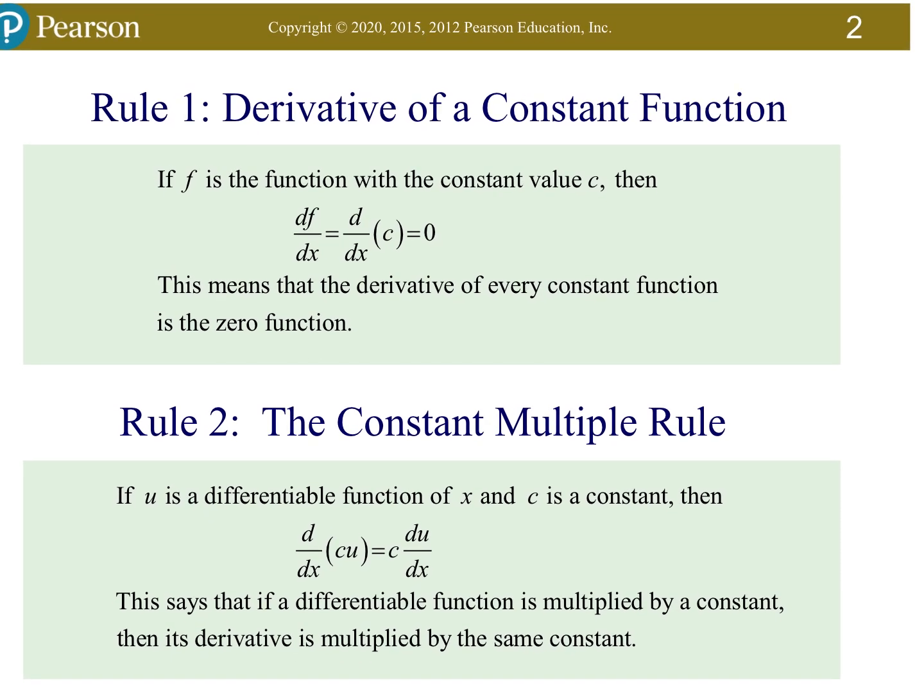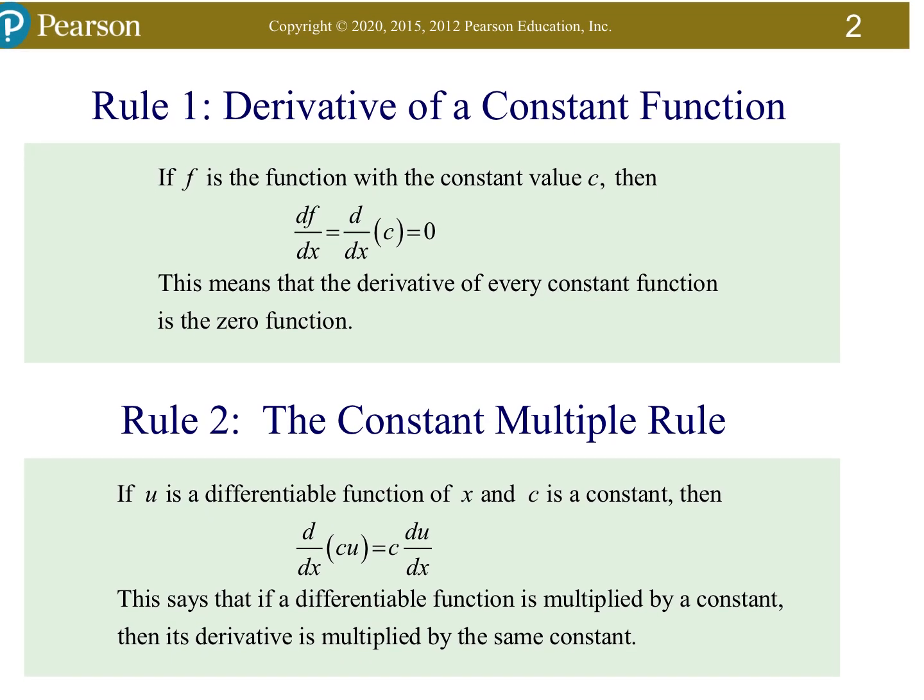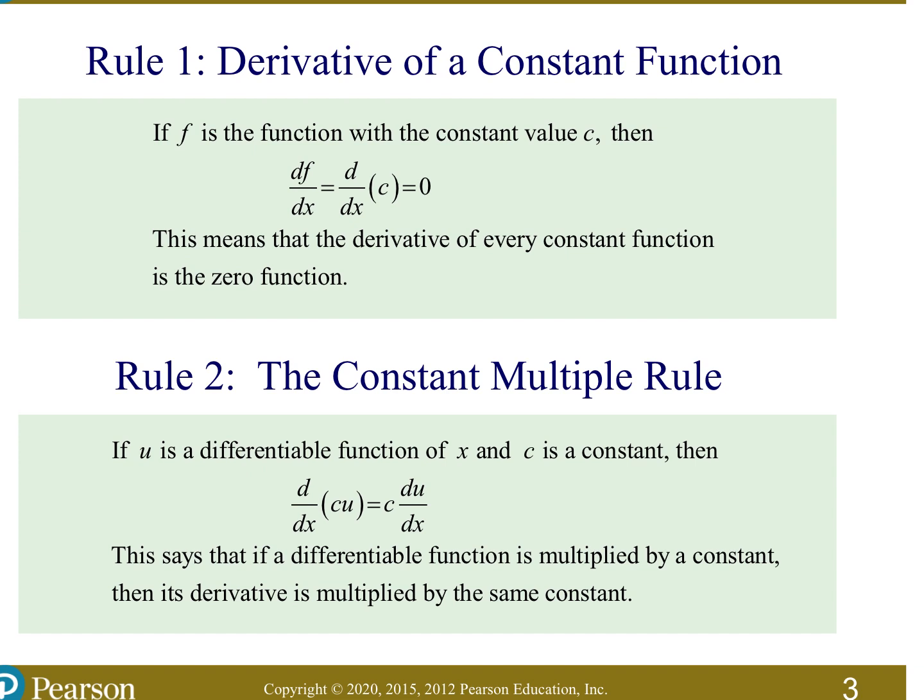So just some of the basic rules we want to cover in terms of ground rules. Rule 1, if you start with a constant, then the derivative of the constant is always 0. The reason for that is because the slope of a constant function is 0, which is why the derivative is 0.